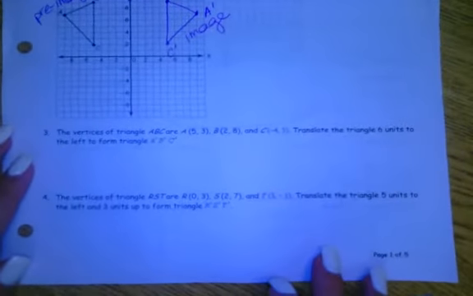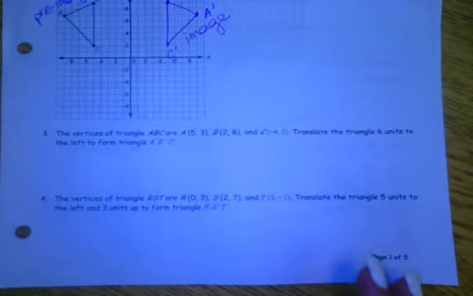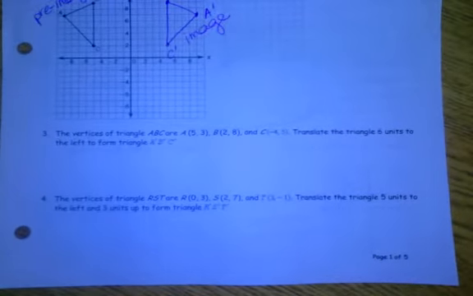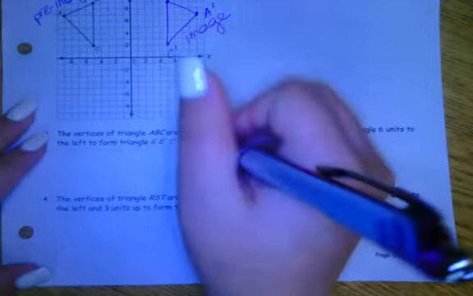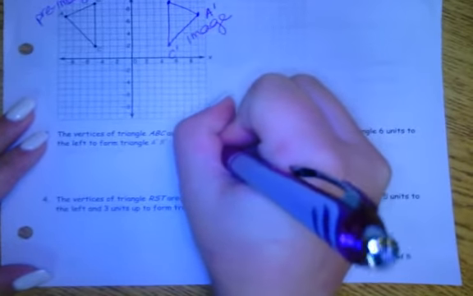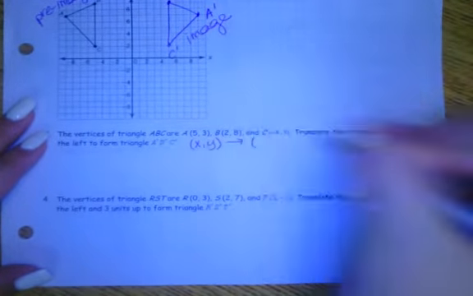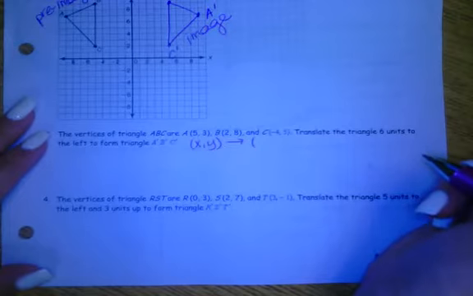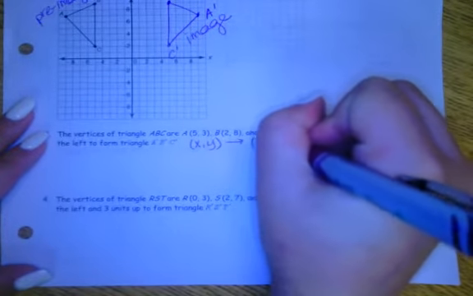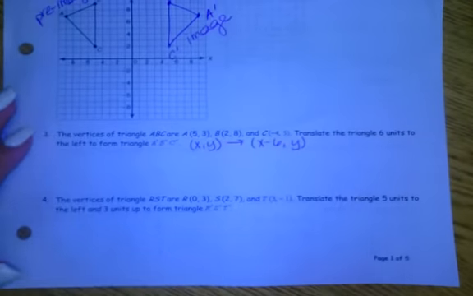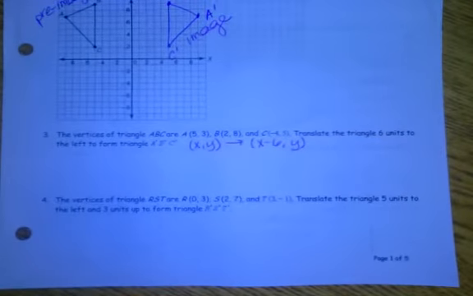Alright. Number 3. The vertices of triangle ABC are A is 5, 3, B is 2, 8, and C is -4, 5. Translate the triangle 6 units to the left to form triangle A prime, B prime, C prime. If I were to ask for this in coordinate notation, Devin, what would it be? X, Y yield to, X minus 6 and Y. So our Y values are not changing. X is going left 6.